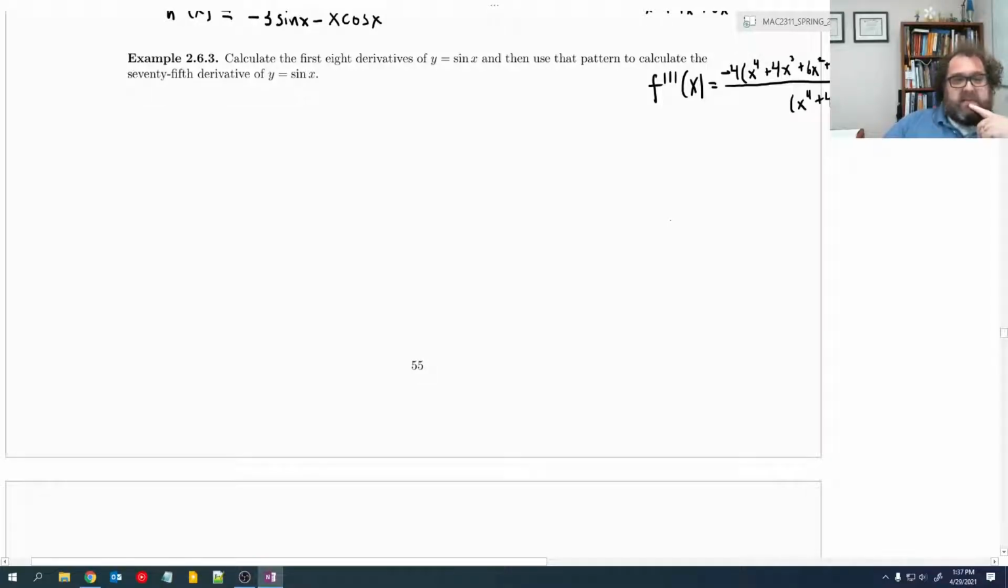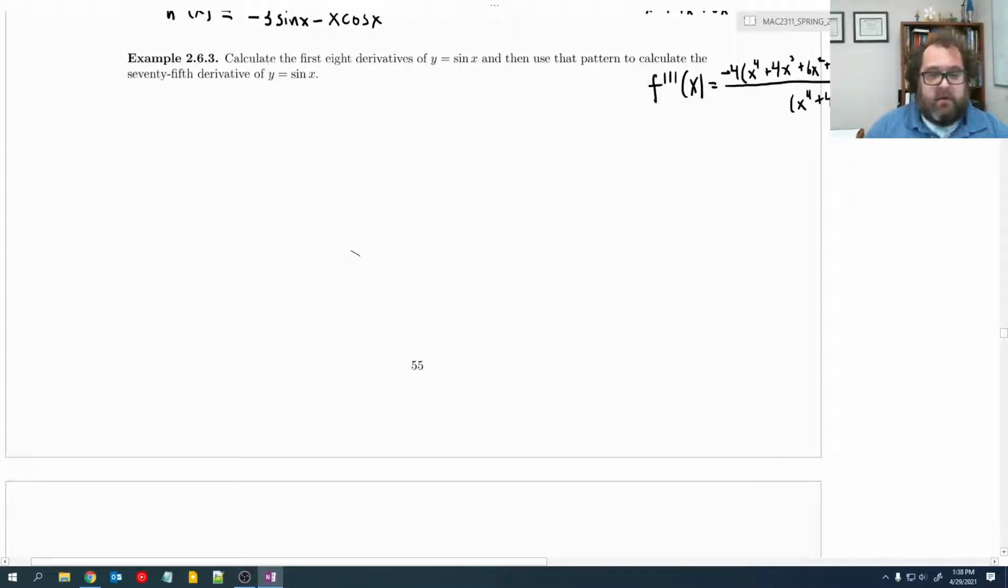Let's look at another example now. Let's consider sine. It says calculate the first 8 derivatives and then use the pattern to calculate the 75th derivative. Let's first do the first 8 derivatives and see what we can come up with.